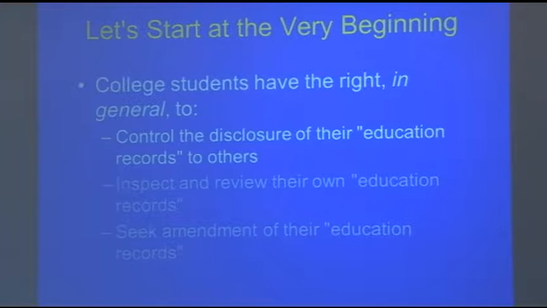All sorts of nuance to this, and we're not going to go into all that, but in general, students at the college level have the right to do 3 things with respect to their education records. They have a right to control who gets to see them. They have a right to see them themselves, to inspect and review them, and they also have a right to ask us to amend them in certain circumstances.